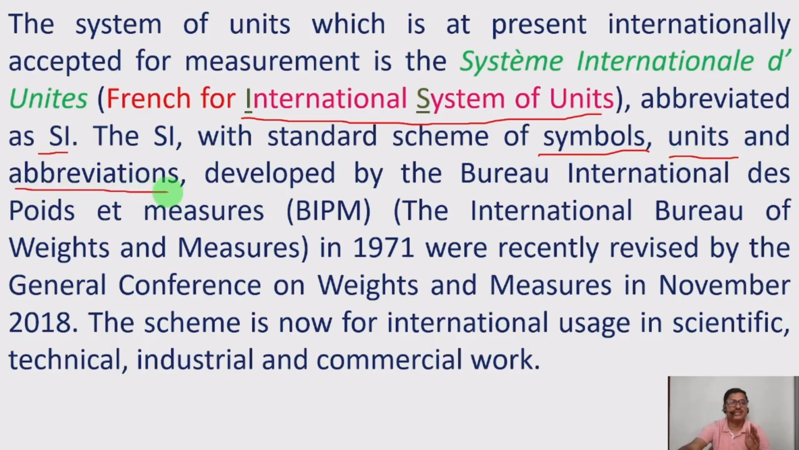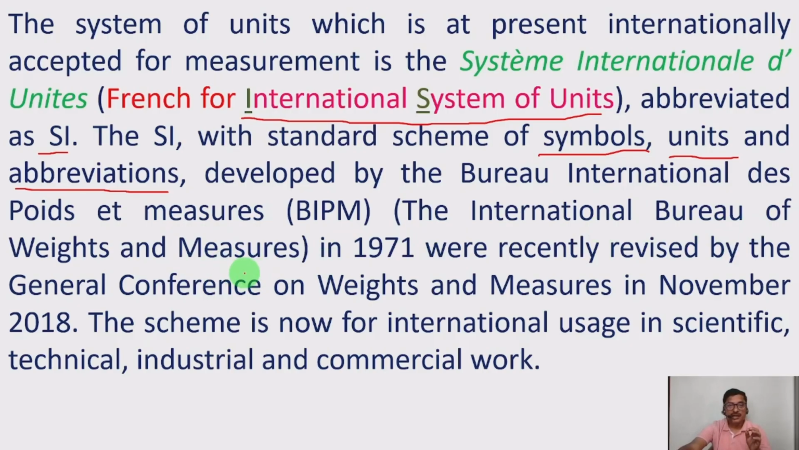The abbreviations, what are there? It is for both the physical quantities as well as the units, developed by the Bureau International des Poids et Mesures, BIPM. This is the French name. Its meaning is the International Bureau of Weights and Measures. What is there? We can read it like this: the International Bureau of Weights and Measures.